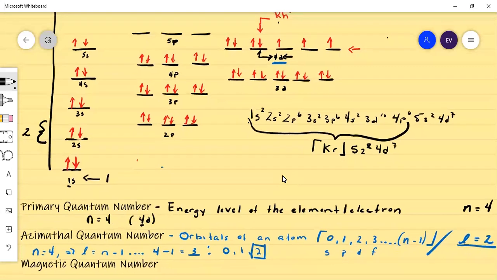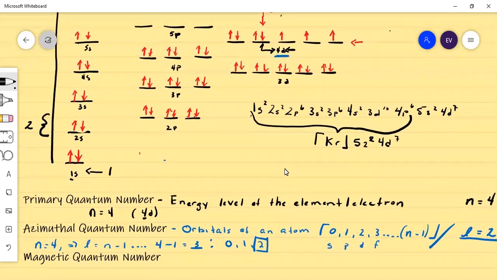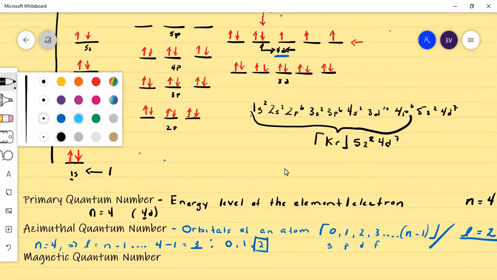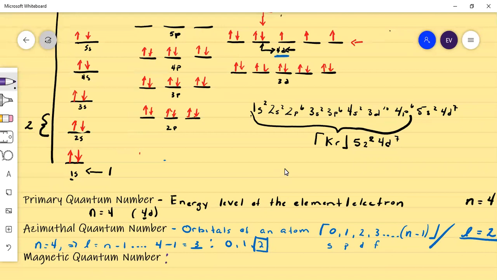Next number is the magnetic quantum number. The magnetic quantum number is the number that ties in with the azimuthal quantum number. So M sub L is all values of negative L to positive L, right? Negative L to positive L.